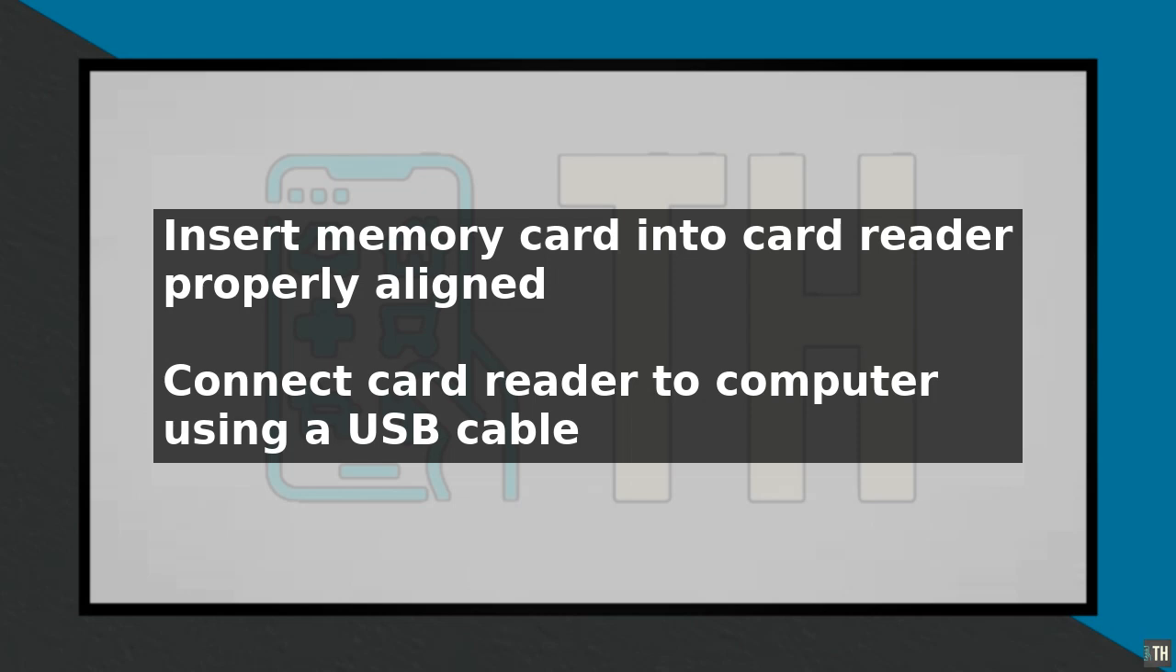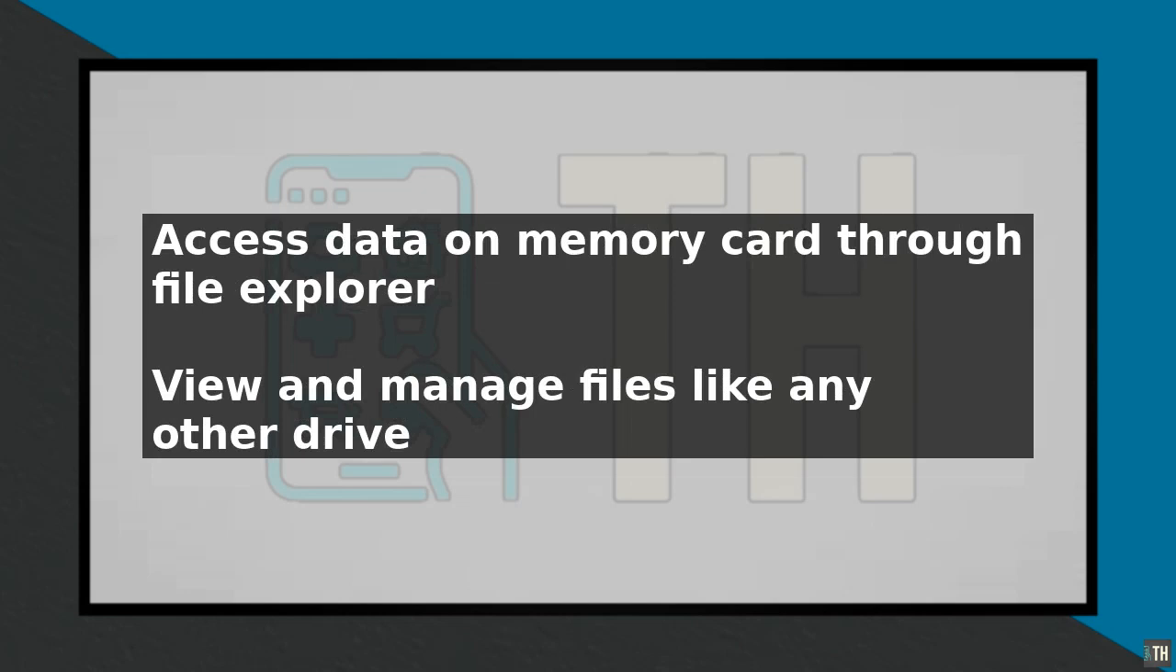Your computer should recognize the card reader and the memory card, and it will appear as a removable drive in your file explorer. Once the card reader is connected, you can access the data on the memory card by navigating to the removable drive in your file explorer. From here, you can view, copy, and manage your files, just like you would with any other drive on your computer.